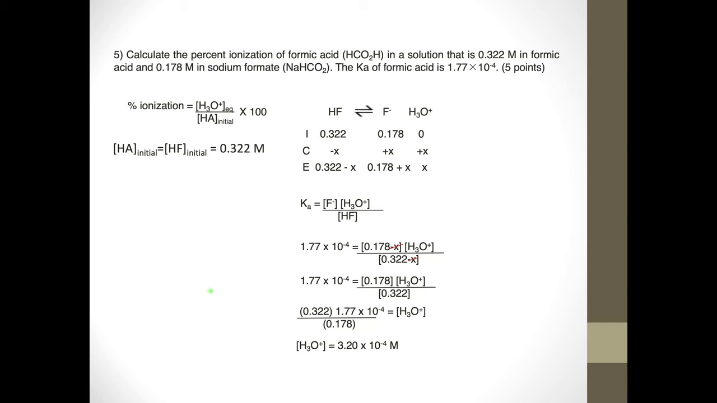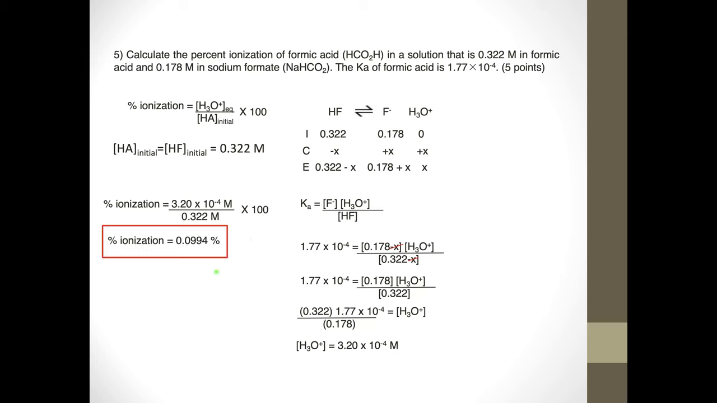So now going back to this equation, we can put the concentration of the acid at equilibrium here, the concentration of the weak acid initially here, times 100, and that's going to be equal to 0.0994%. That percent of the acid is going to be dissociated in solution. And that will be the answer for number 5, 0.0994%.